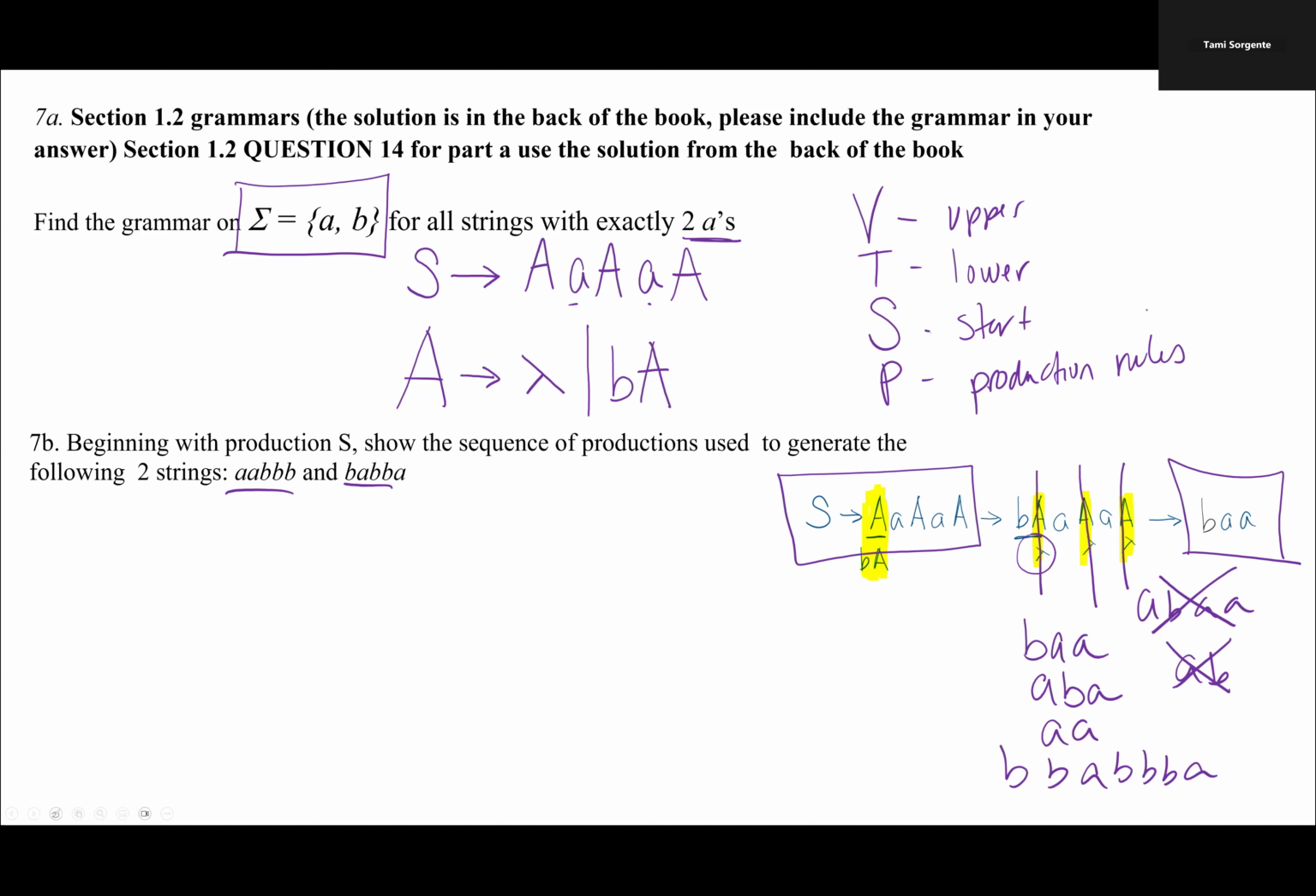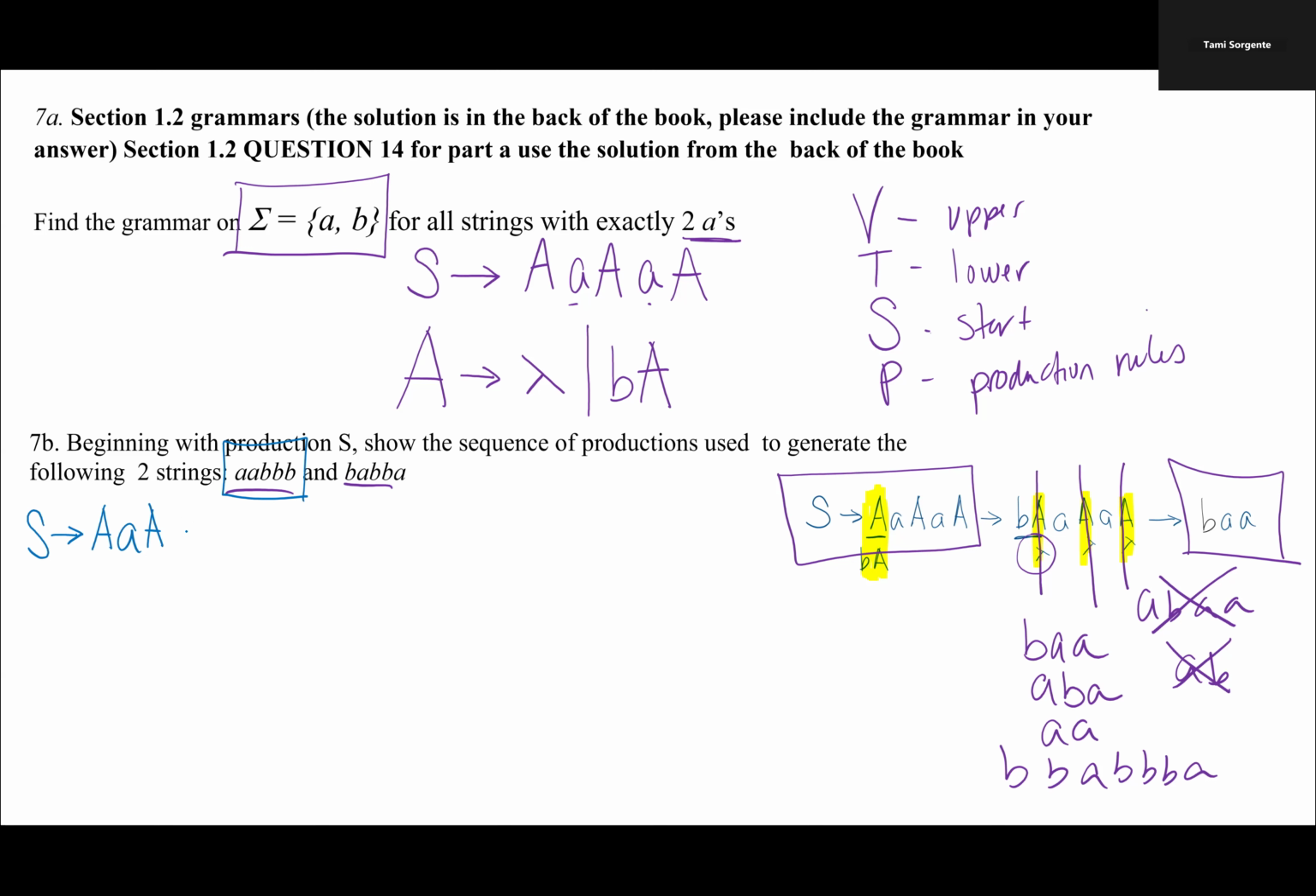So let's generate the strings. Let's generate this string first. Okay, so I'm not going to do it the shortcut way. I'm going to do it the very long way. I'm going to start out. You must start with your first production. This is my first production.